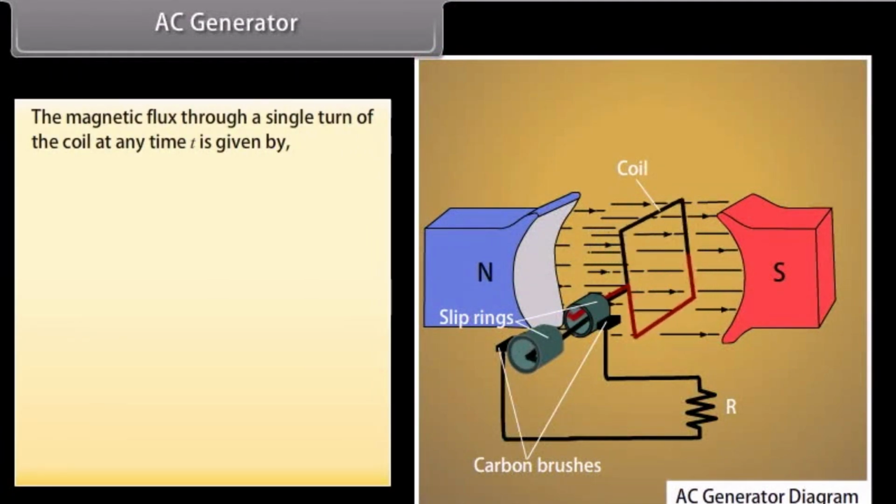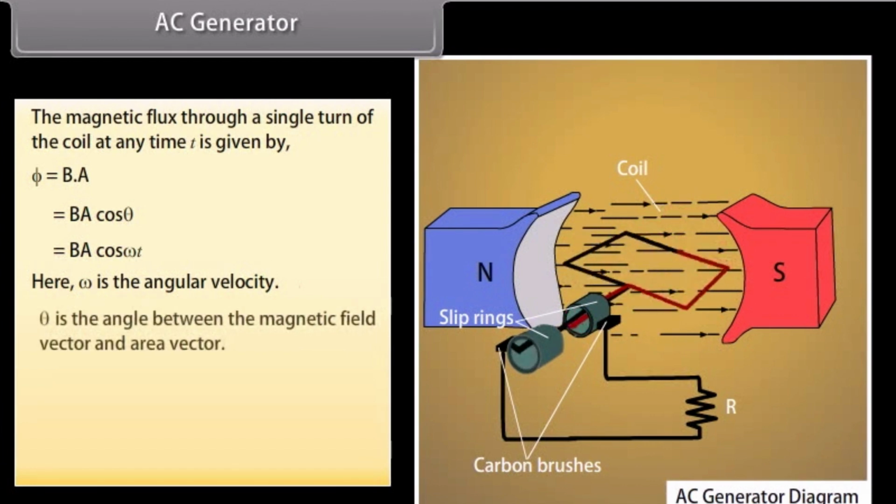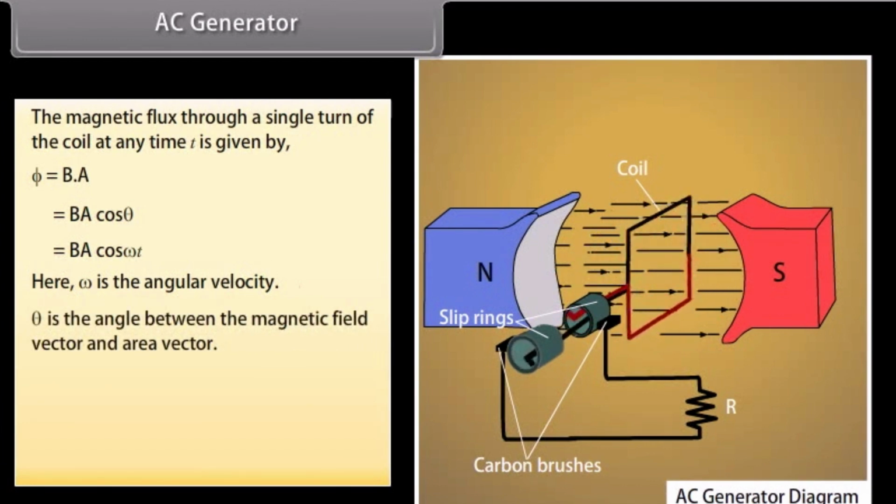The magnetic flux through a single turn of the coil at any time t is given by the dot product of B and A, which is equal to BA cos theta. It can also be written as BA cos omega t. Here omega is the angular velocity and theta is the angle between the magnetic field vector and the area vector.